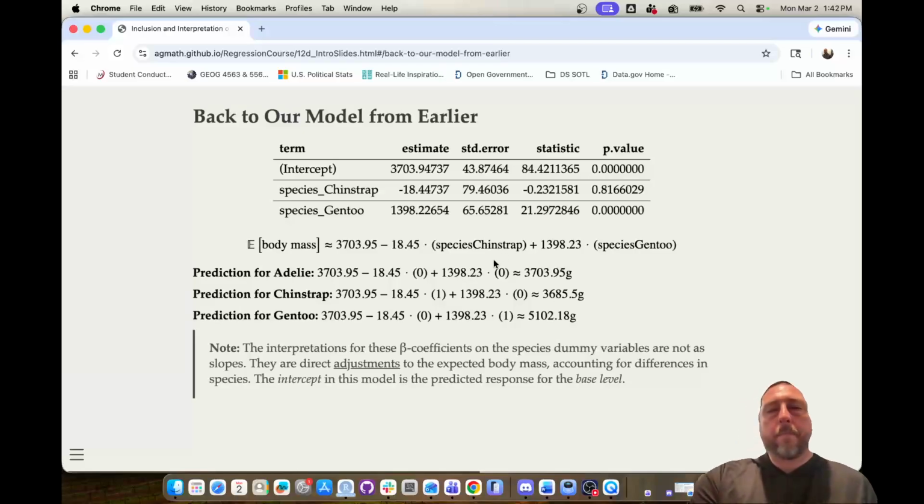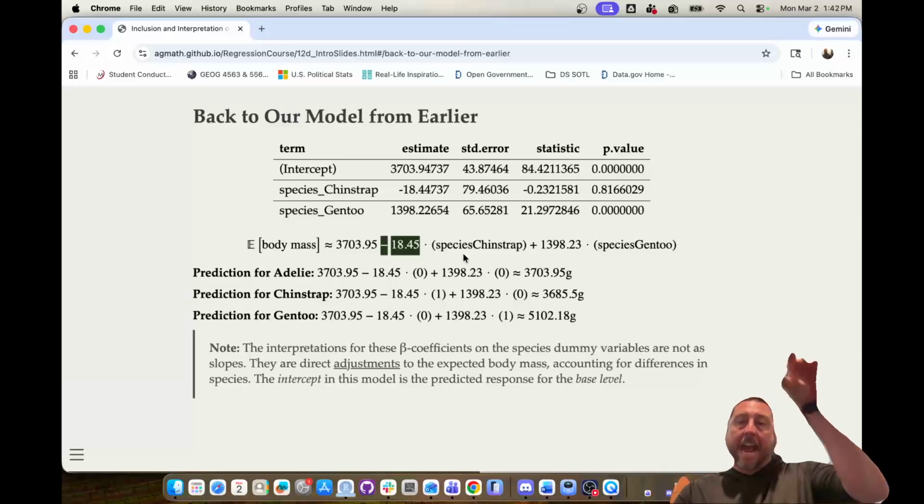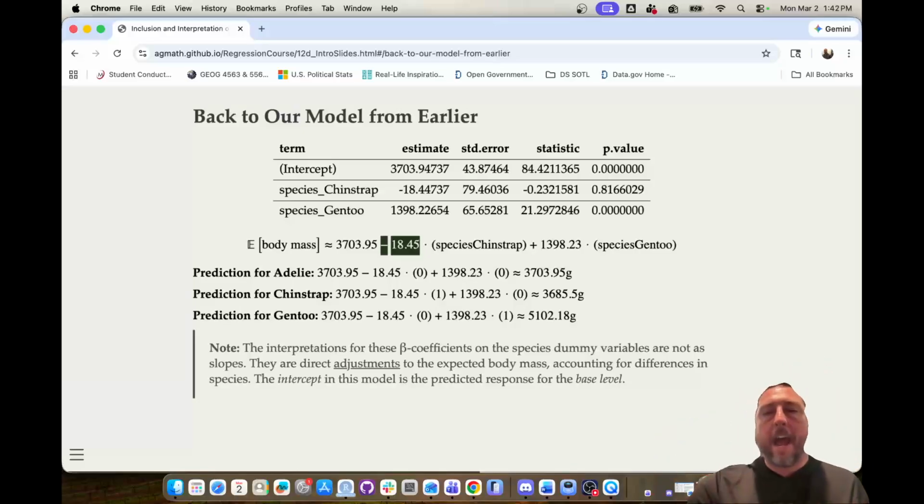And so the negative 18.45 here is an adjustment. It's indicating that if we have 2 penguins, one is an Adelie because it's the base level, and another one is a chinstrap, we expect the chinstrap penguin to be slightly less massive than the Adelie penguin by about 18.5 grams.